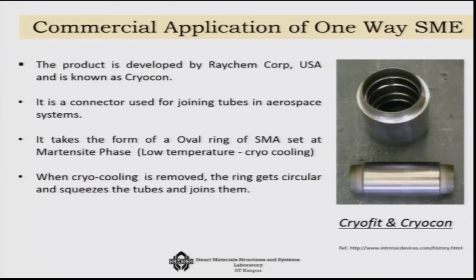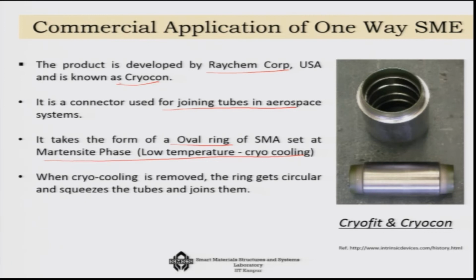Now, what are the commercial applications of this effect? Well, the first effect actually came from one of the aircraft applications by Raychem Corporation, and this is known as Cryocon. What they have done in this case is that this is used for joining tubes in aerospace systems. Initially the shape will be an oval ring of SMA, set at the martensite phase, and then you can easily join the two systems at that shape.